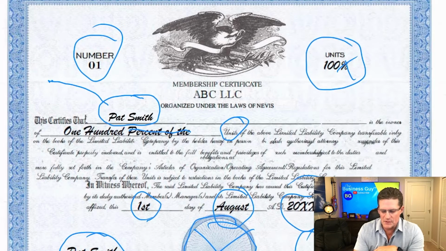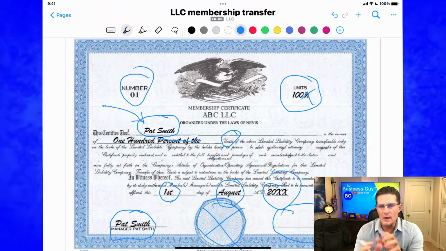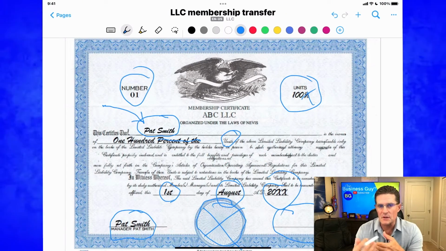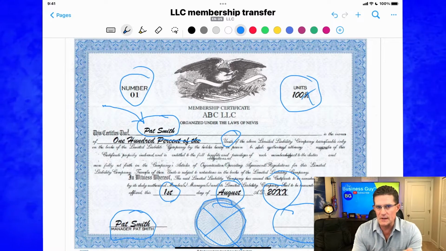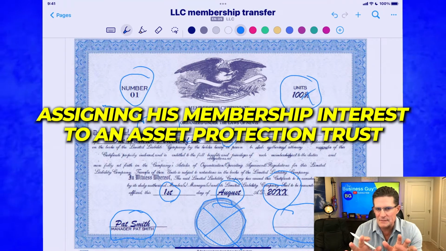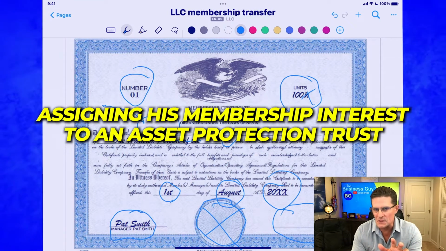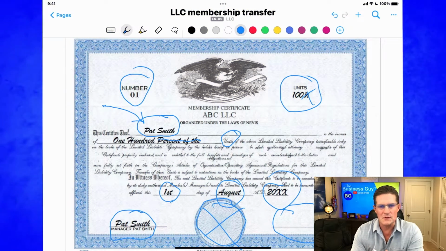Okay, so now this person, Pat Smith, wants to sell his or her membership interest in the LLC to another party, or simply wants to transfer it to his or her living trust or asset protection trust. In this case, Pat is assigning his membership interest to an asset protection trust. And again, it doesn't matter whether it's to a trust or another person, the process is still the same.